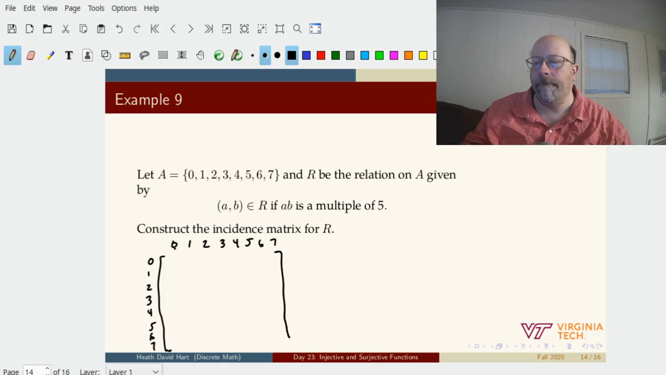Okay. And the relation is A times B is a multiple of 5. So is 0 times 0 a multiple of 5? Yes, it's 5 times 0. Is 0 times 1 a multiple of 5? And the answer is yes, because 1 times 0 is 0, and 0 is a multiple of 5. 0 is a multiple of everything, so all of these are going to work.